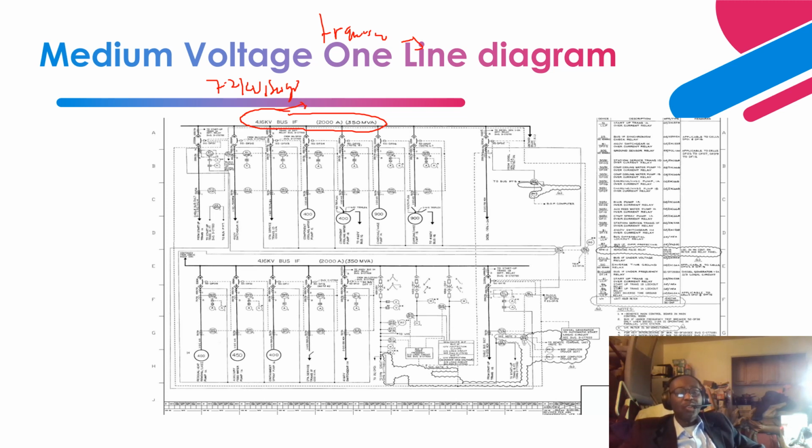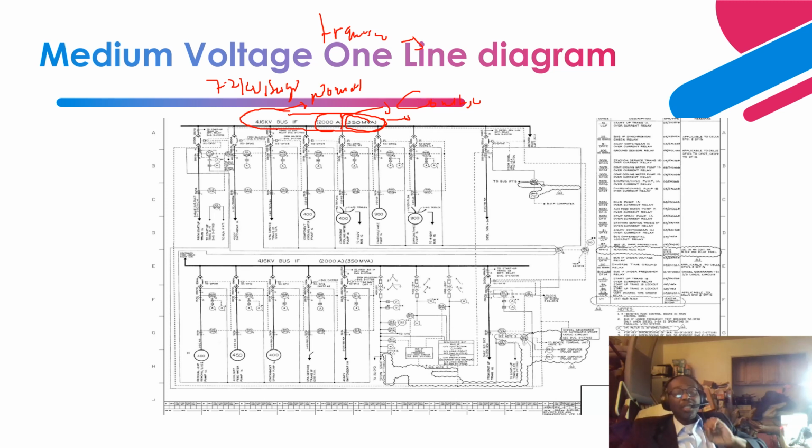So that is your nominal voltage of the switchgear. And over here, you can see 2000 amps. So that is your continuous current rating of the switchgear. Then you can see over here 350 MVA. That is your short circuit capability of the bus of the switchgear, right?